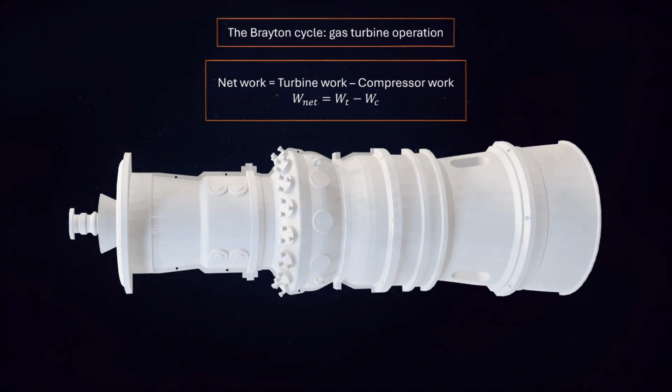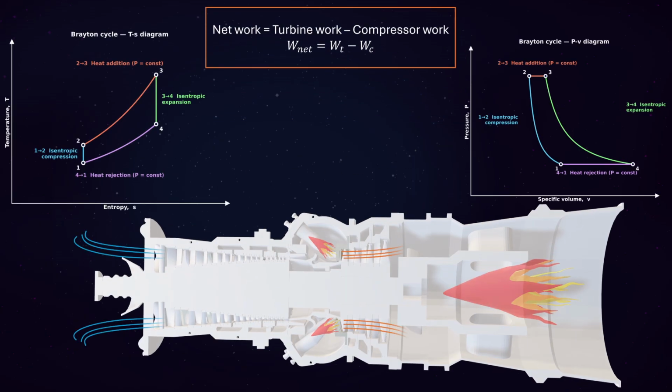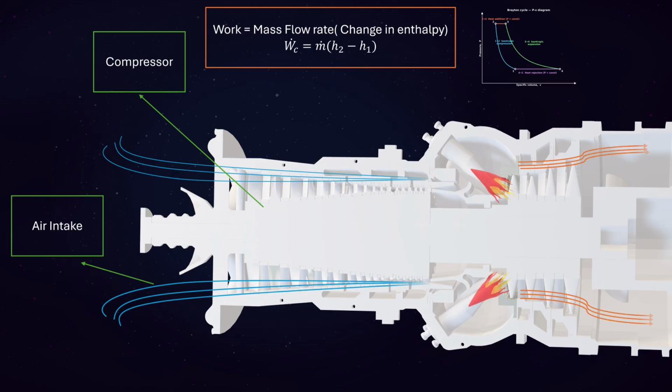Now that we've covered the basics of how a Brayton cycle works, let's take a closer look at the math. First, let's look at our compressor. To get the air moving and pressurized, we must put work into the system. This is our primary equation. Work equals the mass flow rate times the change in enthalpy. Think of enthalpy as the total heat content of the air.